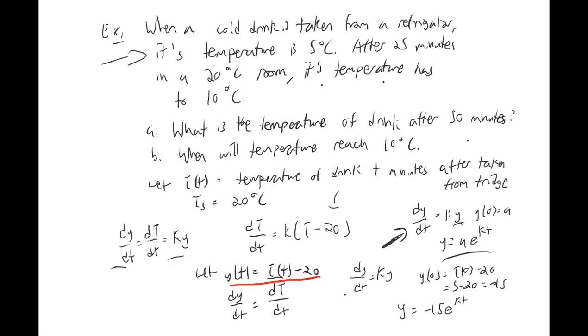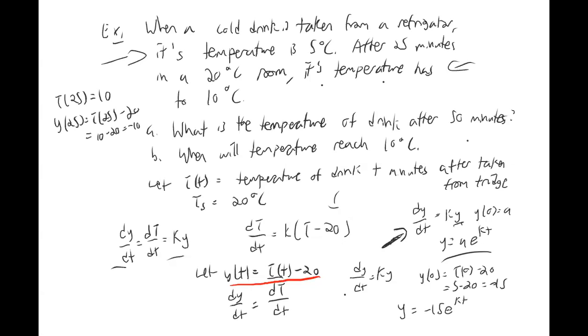We still haven't used this information, right? We still need to use this. So after 25 minutes, the temperature has gone to 10 degrees Celsius. So I know t of 25 is 10, right? So what's y of 25? It's t of 25 minus 20, right? I'm using the red underline equation. And so it's 10 minus 20, which is negative 10.